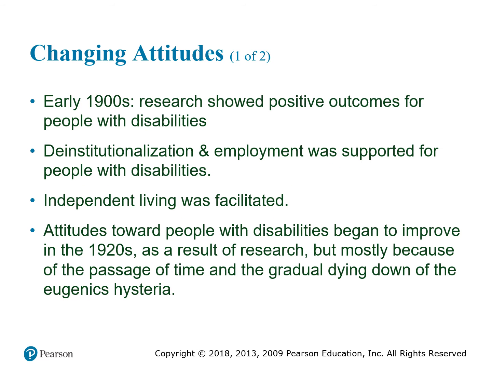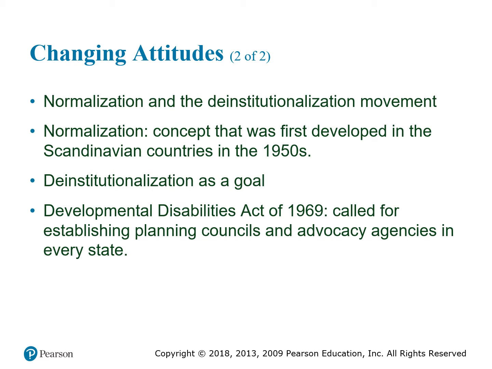So then, of course, there was a changing attitude. In the early 1900s, research showed positive outcomes for people with disabilities. There was also deinstitutionalization, and employment services and supports were offered to people with disabilities. Independent living was facilitated, and attitudes started to change as research became available, but mostly because of the passage of time and the gradual dying down of the eugenics movement. Normalization and the deinstitutionalization movement was really big.